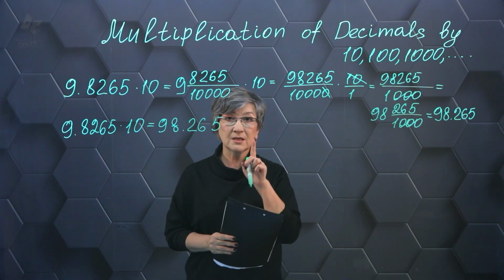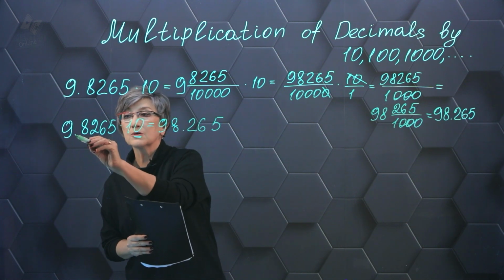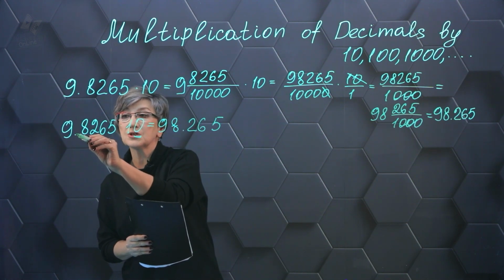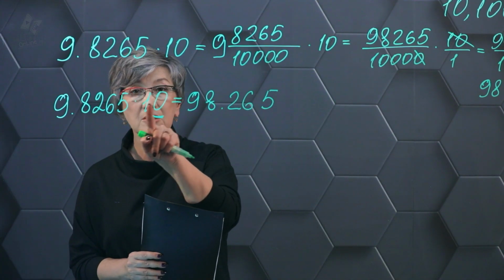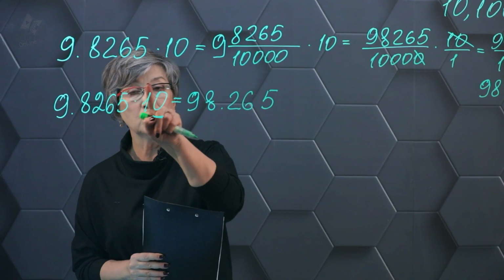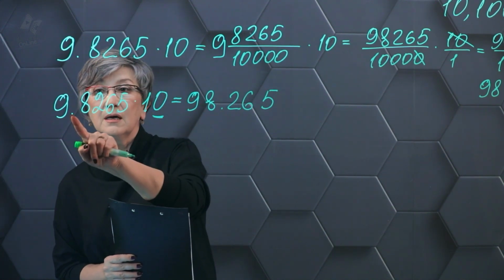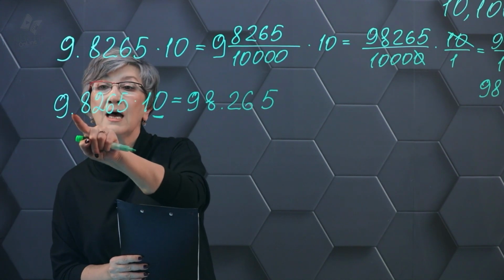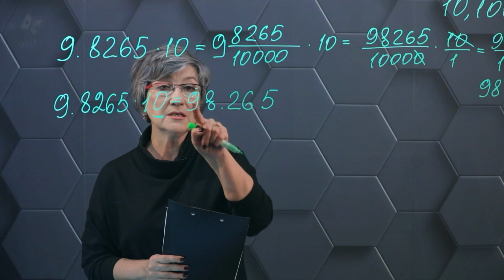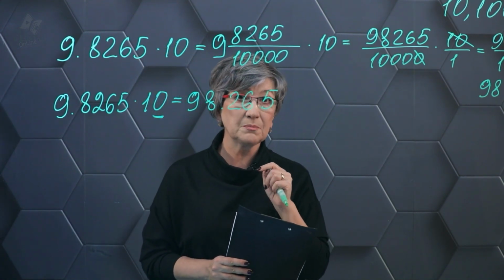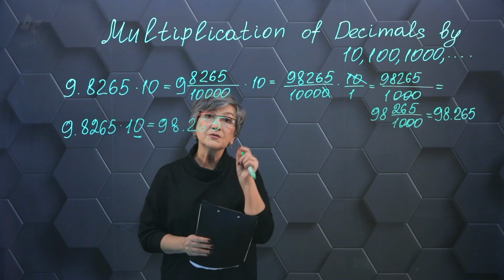When I multiplied by 10, the 10 contains one zero. Look at the one zero. And what happened to my decimal point? It moved one position to the right. 9.8265, I multiplied by 10, with one zero in my multiplier, and as a result, this point has moved one digit to the right side. That is, the result was 98.265. Thus, I can apply this rule in my subsequent actions as well.